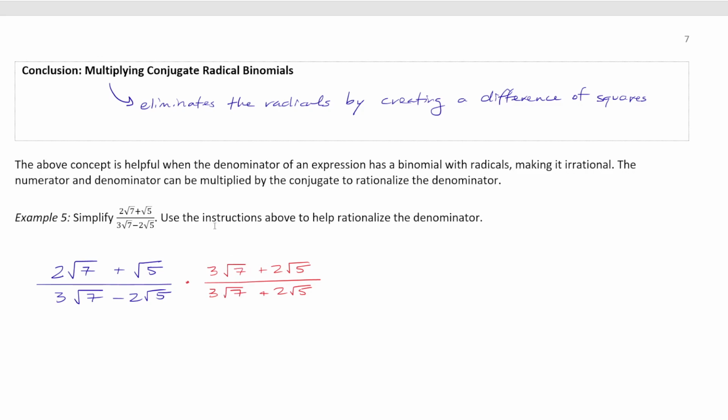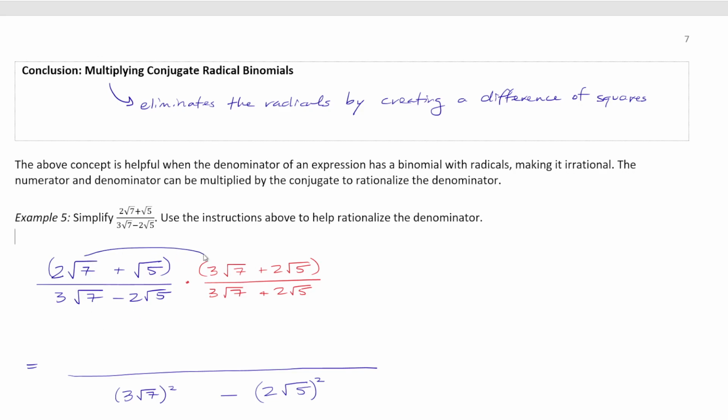All right? So let's multiply these out. Well, we saw already that in the denominator, we are going to have a difference of squares: (3√7)² minus (2√5)². Again, conjugate binomials will eliminate the radicals by creating a difference of squares. However, in the numerator, we will actually have to FOIL. So we're going to multiply this right here.